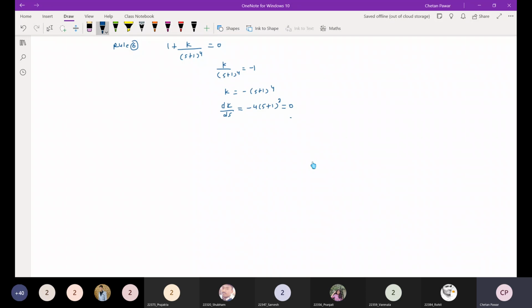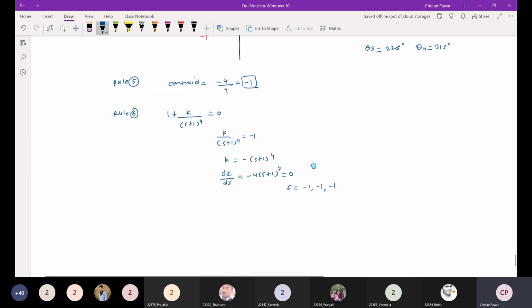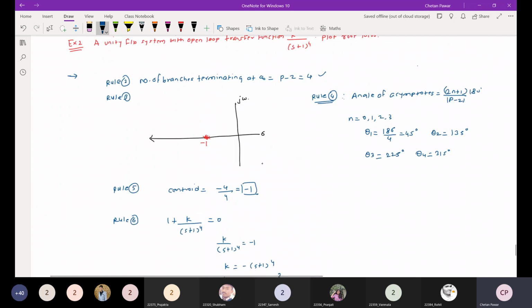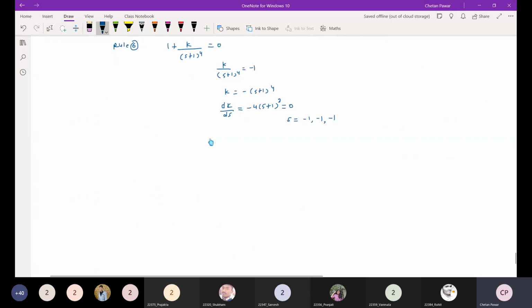Okay, so we found the breakpoints at minus 1, minus 1, minus 1. Here you can see, is it a valid breakpoint? All the poles exist at minus 1 only, so that is a valid breakpoint because all exist at that point only. So it is a valid breakpoint.